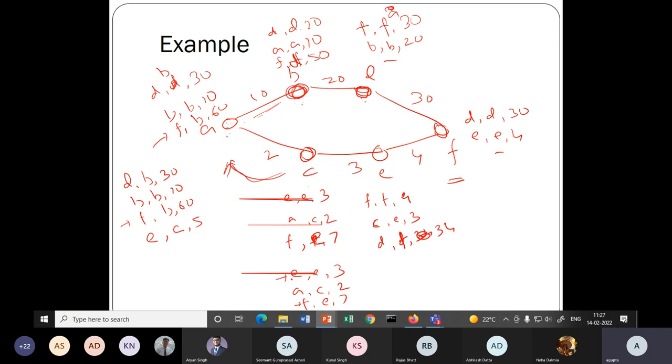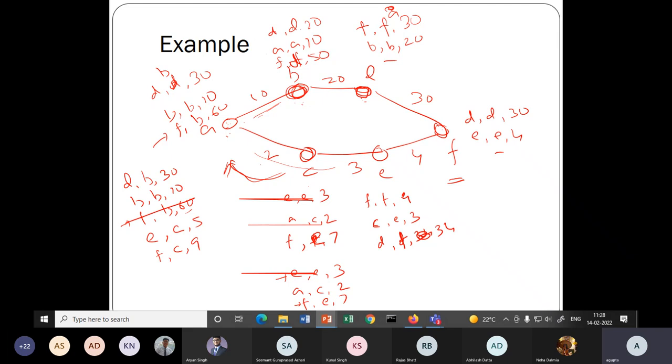So now it looks at this and says, oh, this is 7 plus 2. That means if I go through this, my total cost will be 9. The cost that I have is 60. 9 is less than 60. So I'll take this out and update F to C9. So it will start using this route path for routing to F rather than this path.